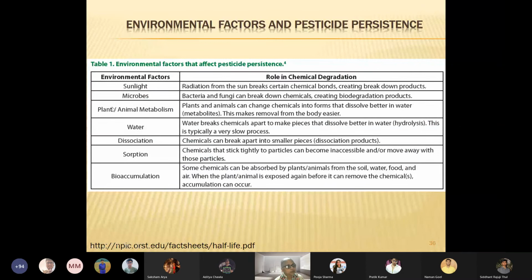Then water. Water itself is a reactant. It can cause hydrolysis. It can break down the compound. It's a very slow process in general. And you can have dissociation of the compound depending on the nature of the compound.